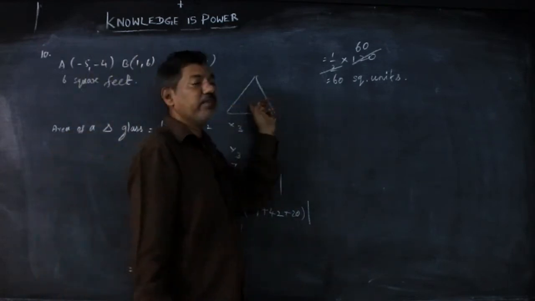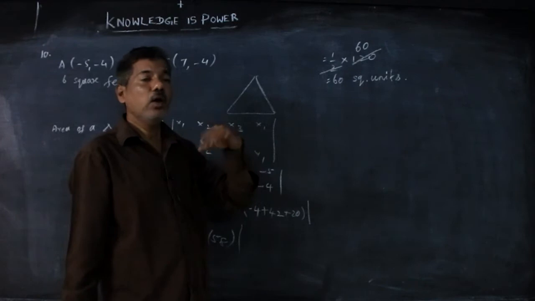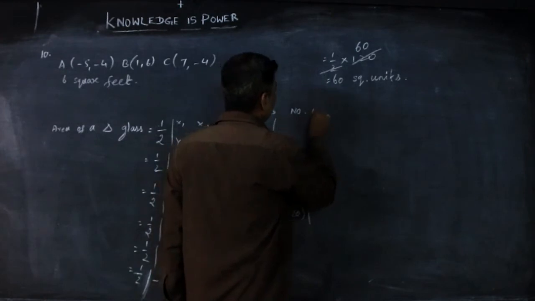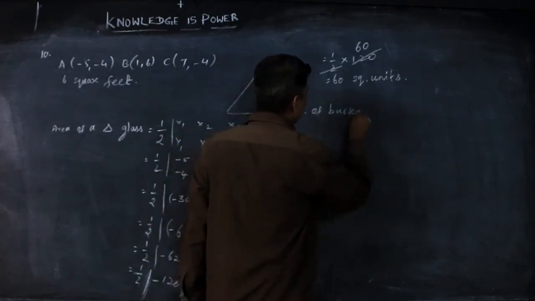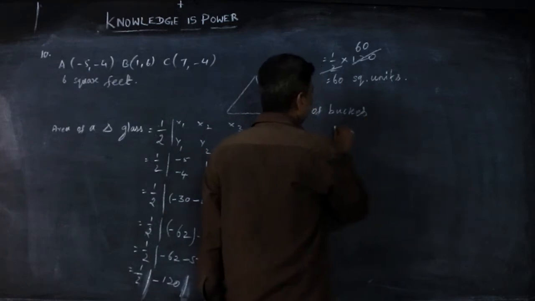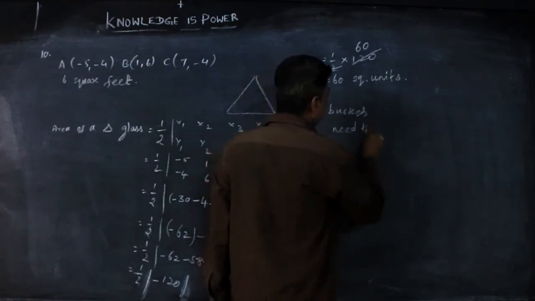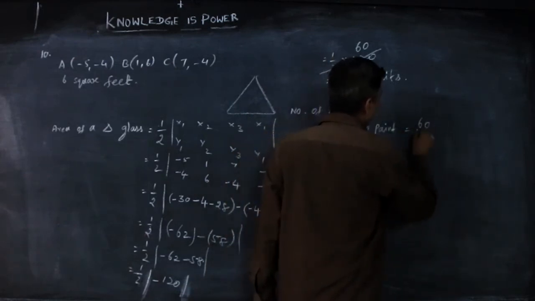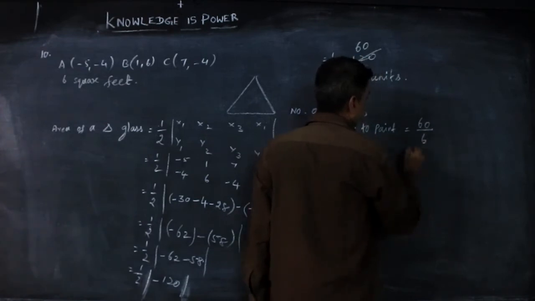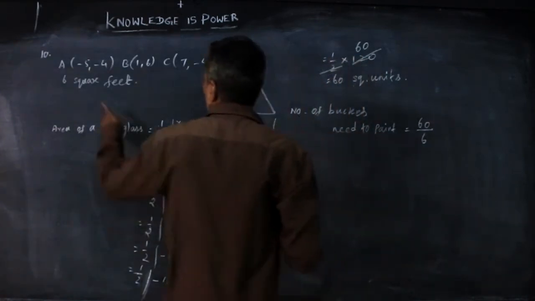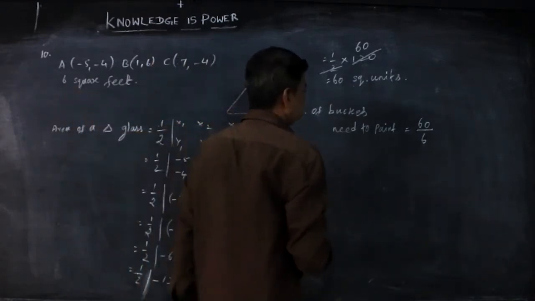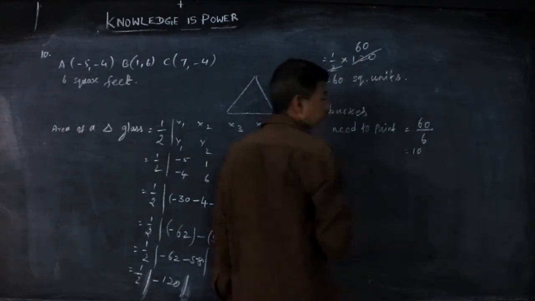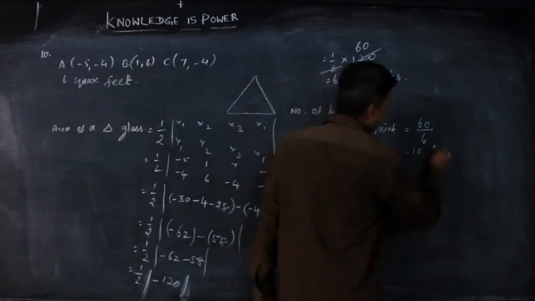But we need only 1 coat, as given in the question. Now number of buckets needed to paint equals area by 6, because 1 bucket covers 6 square feet. So now we get 10 buckets needed.